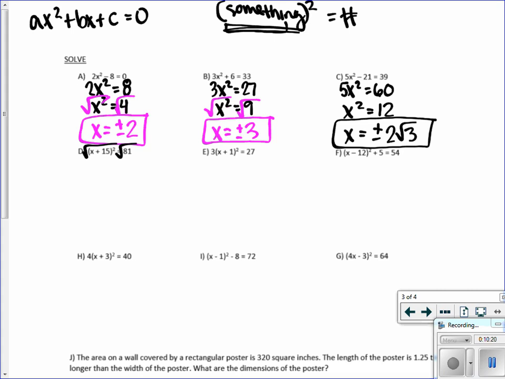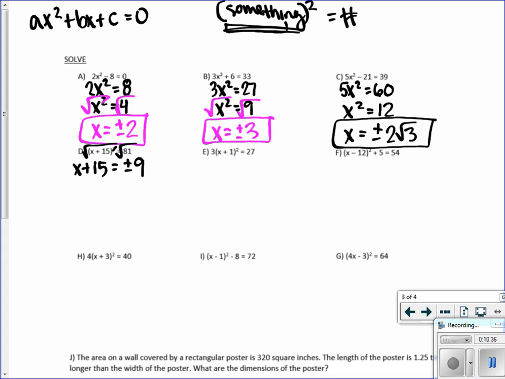Taking the square root of something squared means you take away the square part, so we are left with x plus 15, whatever was inside those parentheses being squared. Equals 9? Almost. Oh, negative. A positive or negative 9.